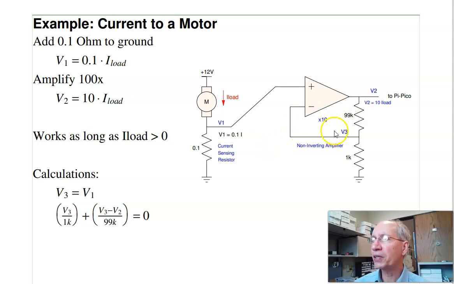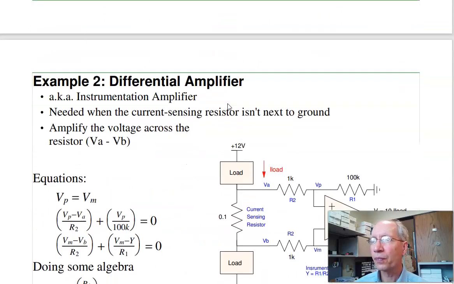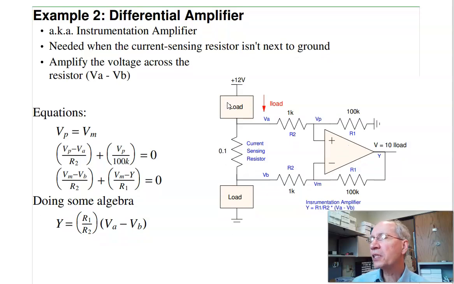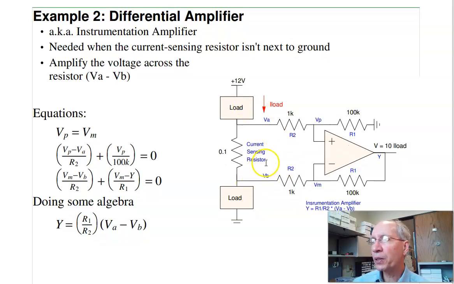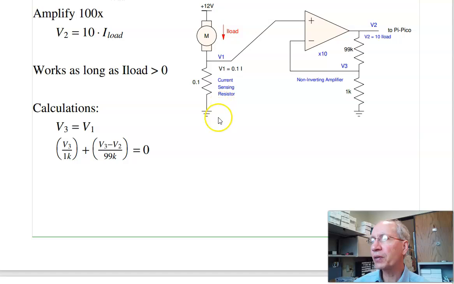If I multiply by 100, I now have 100 milliamps is 1 volt. So this is kind of a current sensor. If I measure V2, I know the current I load. And 1 volt gives you 100 milliamps. That's if I can take a 0.1 ohm resistor and tie it straight to ground.